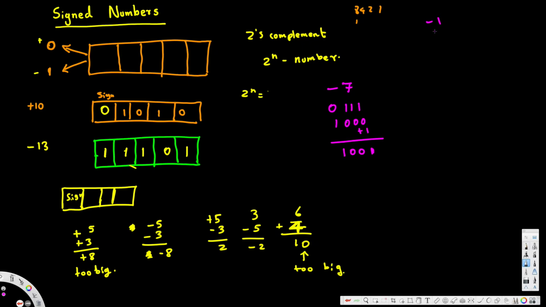Now let's see what is the 2's complement of negative 1. For the positive one, that is 0001, and if we take the 1's complement, that's going to be 1110, and if we add 1 to that, that's going to be the 2's complement, that is 1111.